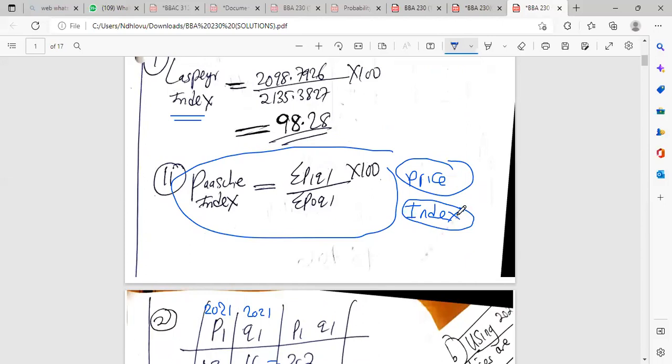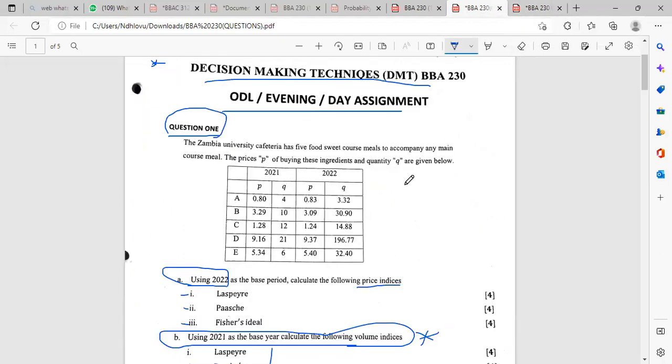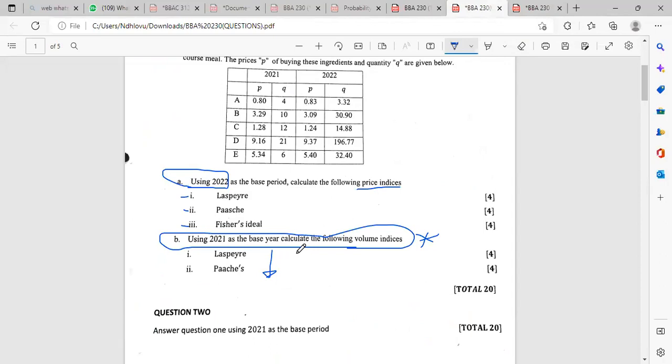Yes, please. I'm sorry, I think I'm having challenges with the network. I didn't think I was offline when maybe you were explaining the Paasche index, the one in question 1B. I don't know if that's the one you are about to explain now. Yes, because I also wanted to know the differences between the volume indices and price indices.